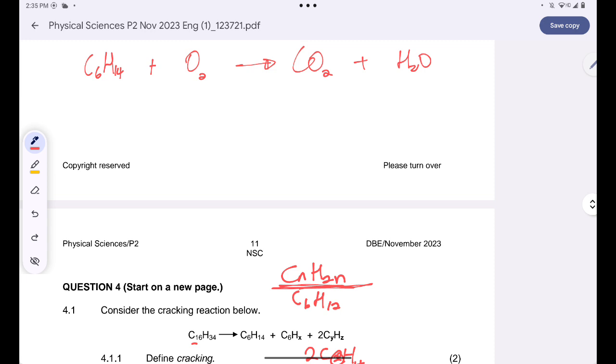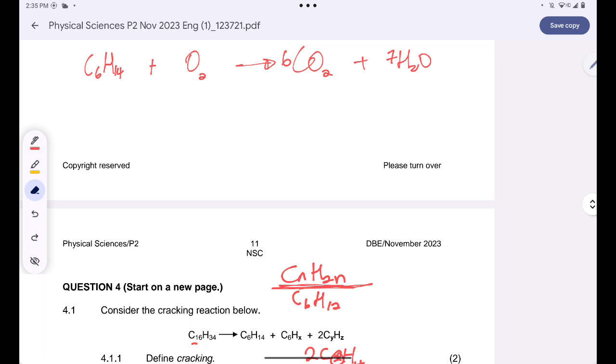We have 6 carbons on the left hand side. On the other side we have 1, so we just need to multiply that by 6. We have 14 hydrogens. On the other side we have 2, so we just need to multiply by 7. Why? Because 2 times 7 will give us the 14. Are you together? And then now we need to balance the number of oxygens. On the right hand side we have 12 oxygens and 7. 7 plus 12 is 19. And then on the other side we have 2.